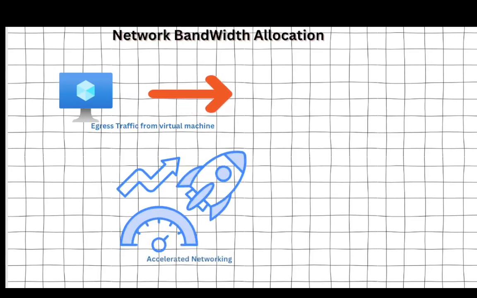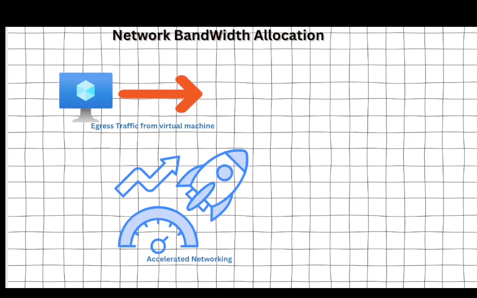Let me also introduce you to another concept called accelerated networking. You can implement this feature on a VM, which will improve the network performance, throughput, and latency of the VM. The network interface will be in a super performance mode. However, the acceleration will be limited by the egress limit of the virtual machine.